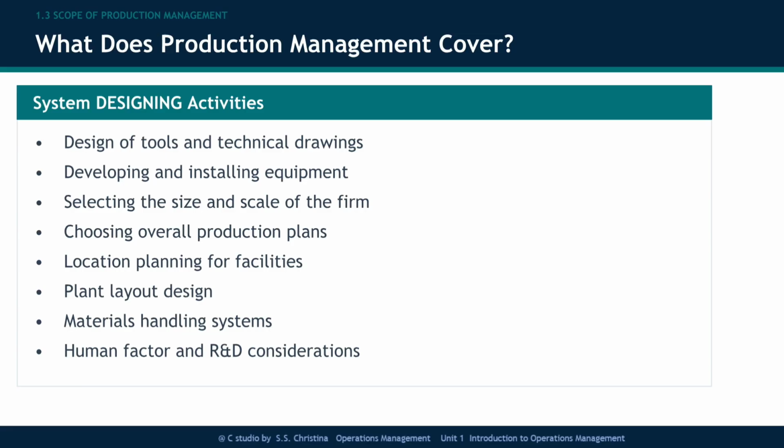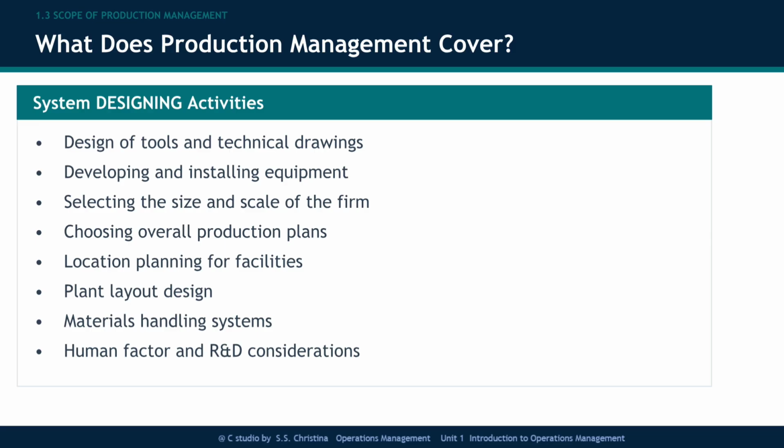Designing activities happen before production begins. You are engineering the production system itself. This includes tool design and technical drawings, the blueprints for every operation, equipment selection and installation, what machines, where, in what configuration, plant location, one of the most consequential and hard-to-reverse decisions in business. Getting location wrong costs a company for decades.